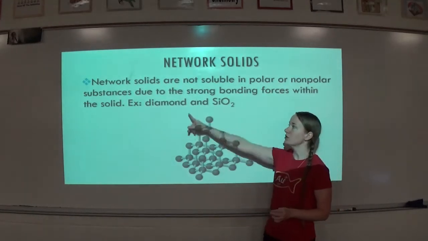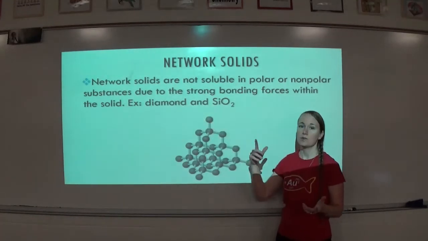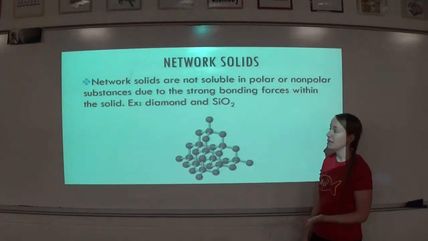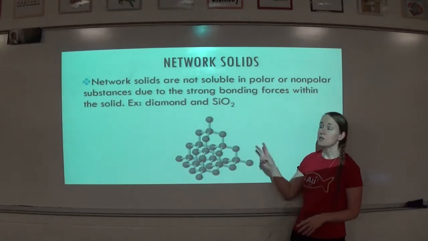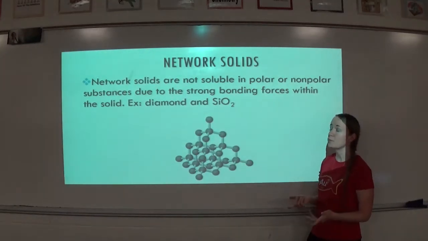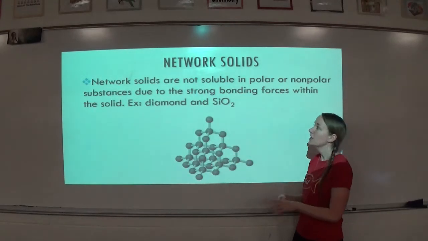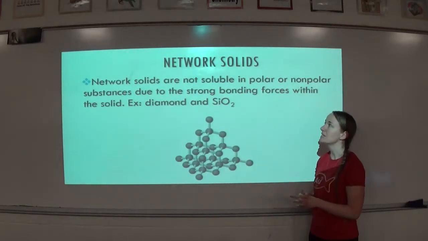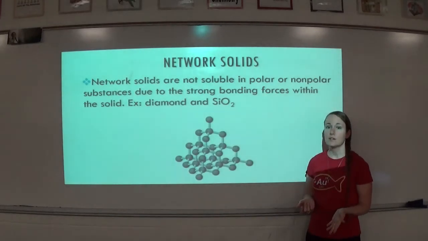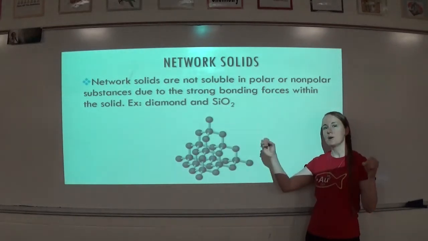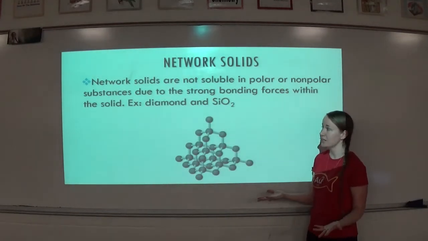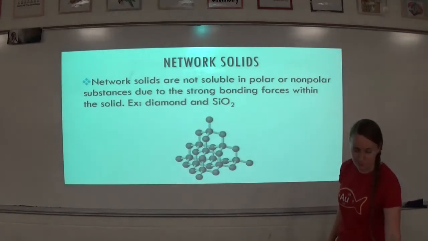And the two that I want you to remember are diamond, which is of course carbon in the diamond form, and SiO2, silicon dioxide, the main component of sand. Those are the two network solids I want you to know. We've already discussed they have really high melting and boiling points because they're made completely of covalent bonds, and so they don't dissolve well either. You're not just breaking apart ions or intermolecular forces, you're having to sever a covalent bond, and so that clearly takes a lot of energy.